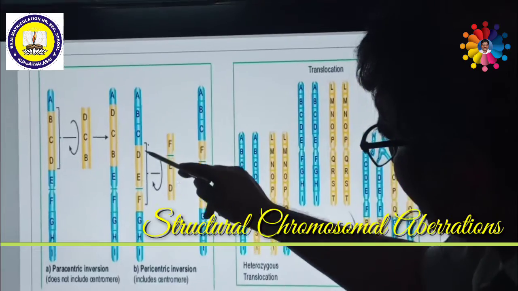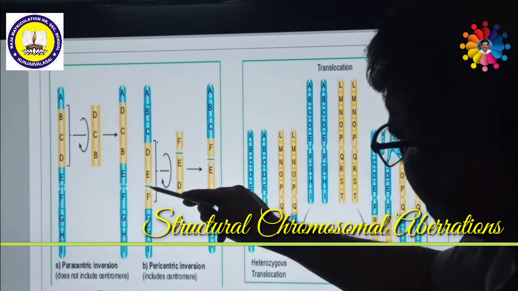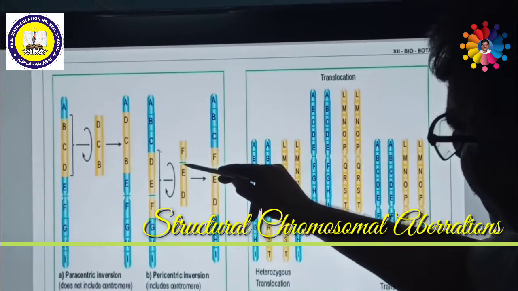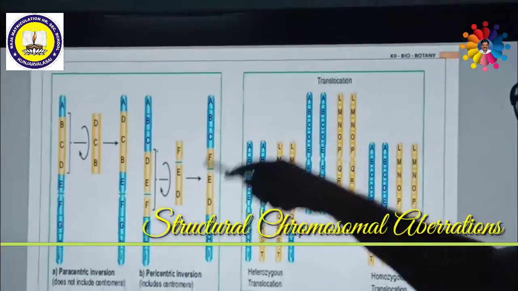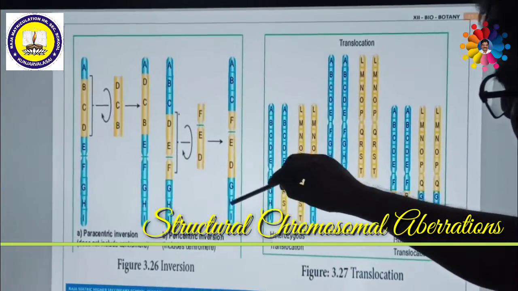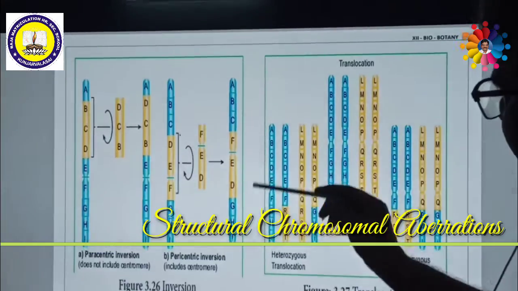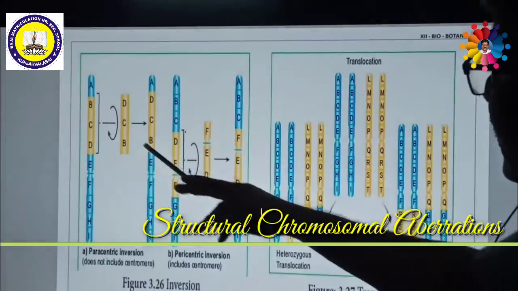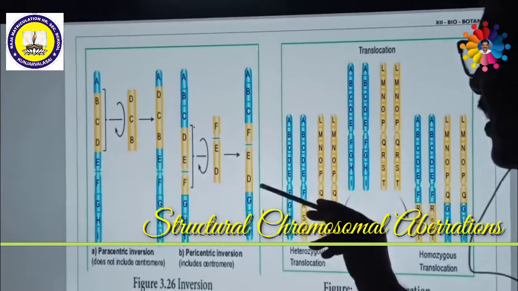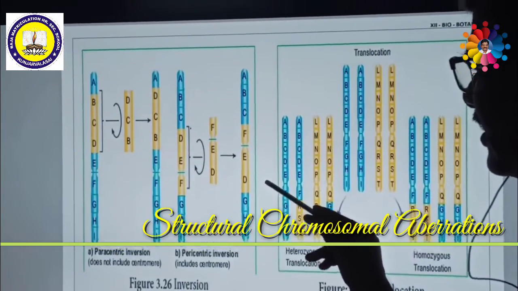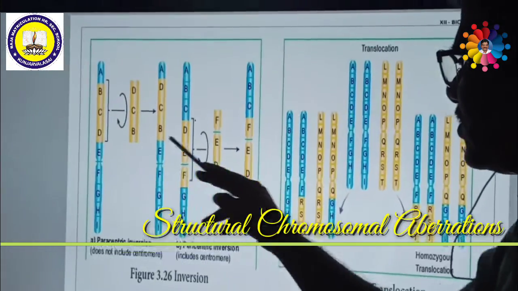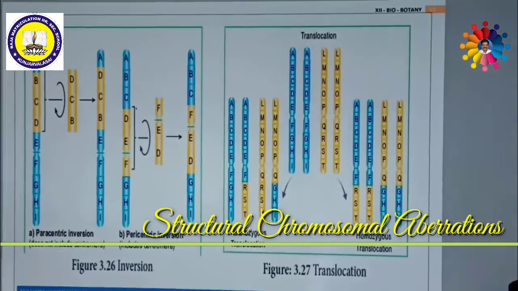paracentric. But if the inversion is included along with the centromere, then it is reversed as F, E, D, including the centromere. Then the arrangement is A, B, C, F, centromere, E, D, G, H, I. So this is called pericentric. This includes the centromere; the other does not. So on the basis of whether they include the centromere or not, inversions are divided into two types: paracentric inversion and pericentric inversion.